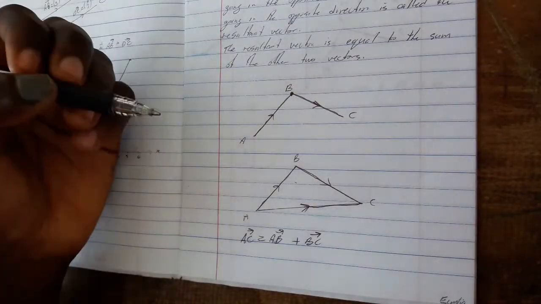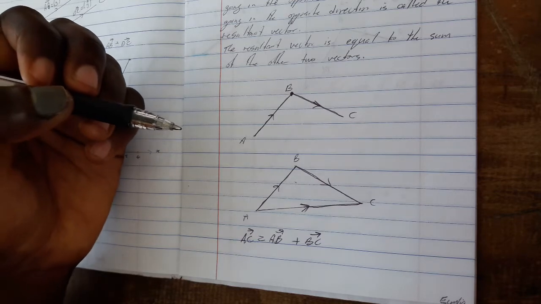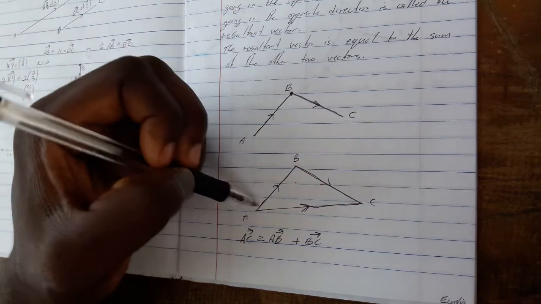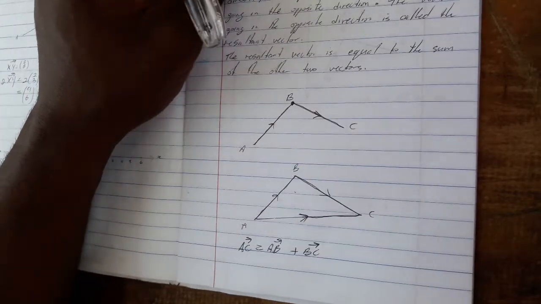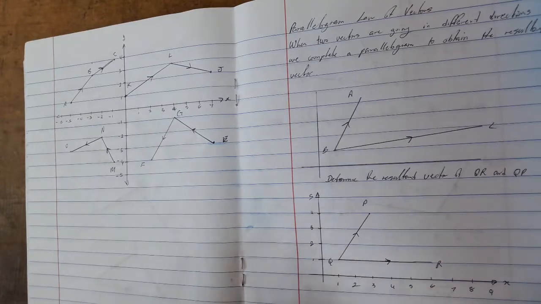So when two vectors are going in the same direction, we complete a triangle with a vector going in the opposite direction. This is this one here. The vector going in the opposite direction is known as a resultant vector. The resultant vector is equal to the sum of the other two vectors.